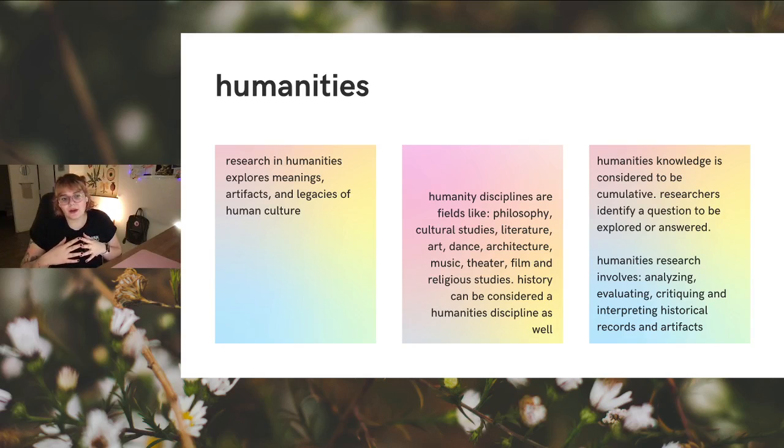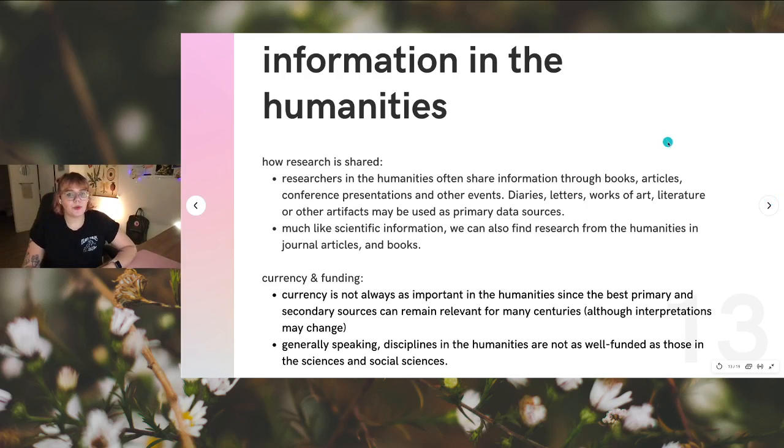Researchers identify a question to be explored or answered, and the research in humanities often involves analyzing, evaluating, critiquing, and interpreting historical records and artifacts. So when it comes to information in the humanities, research is often shared through books, articles, and at conferences and through presentations and other events. Diaries, letters, works of art, literature, or other artifacts may be used as primary data sources.